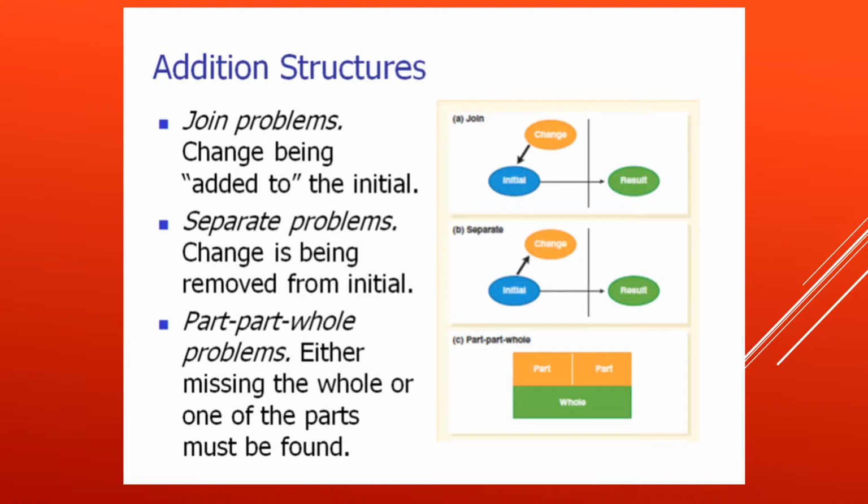And then there's the part-part-whole. In the part-part-whole, we know that there are 2 separate parts, equal or not, and either the whole is missing or one of the parts is missing. So for this one, for example, the whole is unknown. George has 4 pennies and 8 nickels. How many coins does he have? So we would put the part of 4 and the part of 8 together to get the whole. Or we could have a part missing, and again, this reminds me of subtraction.